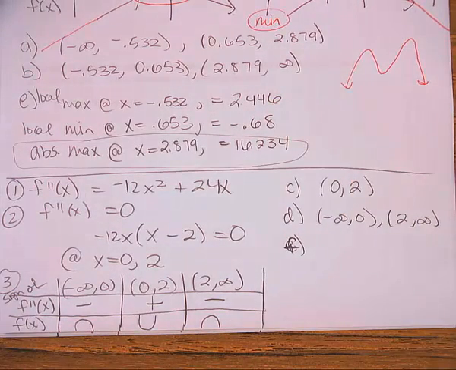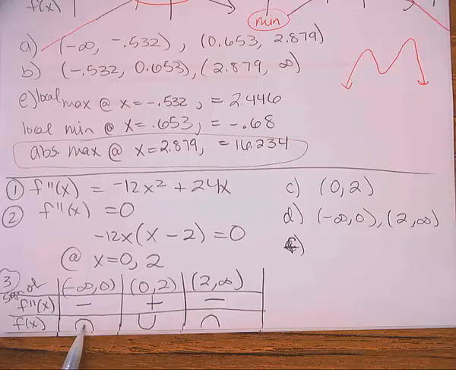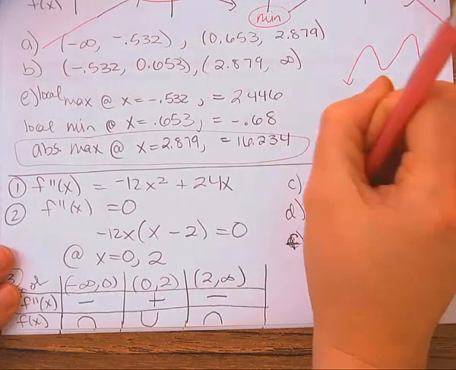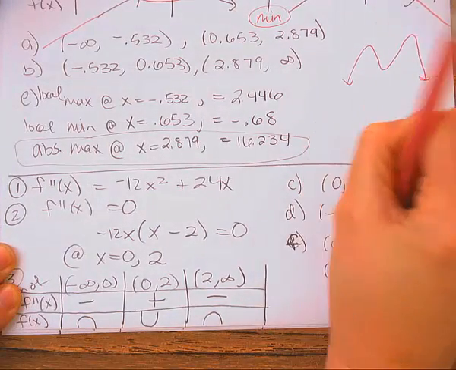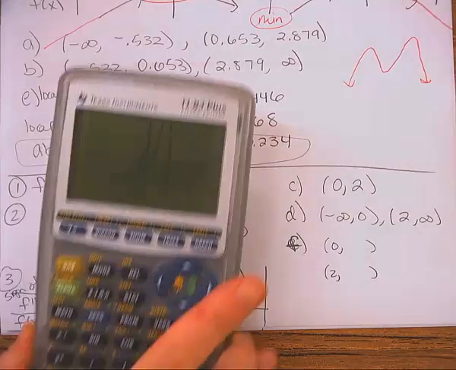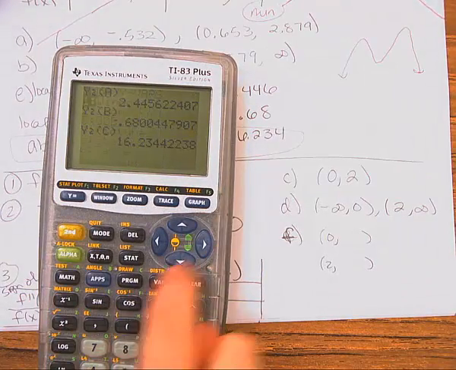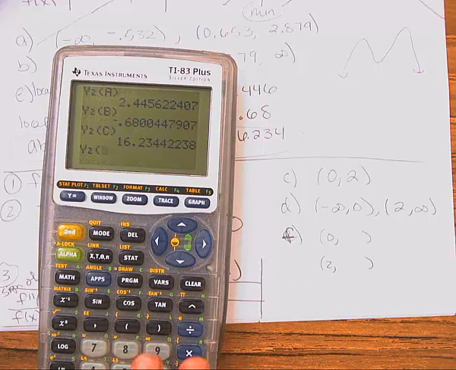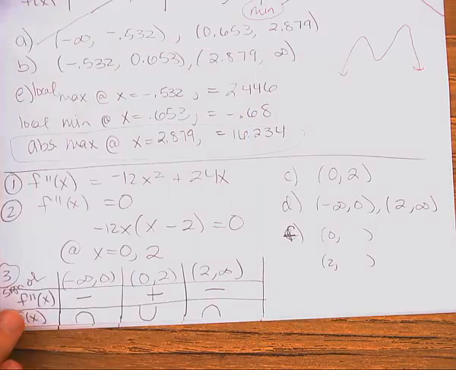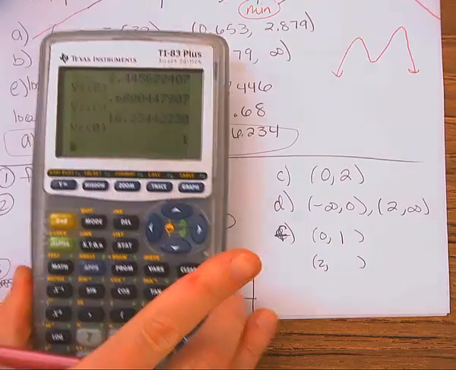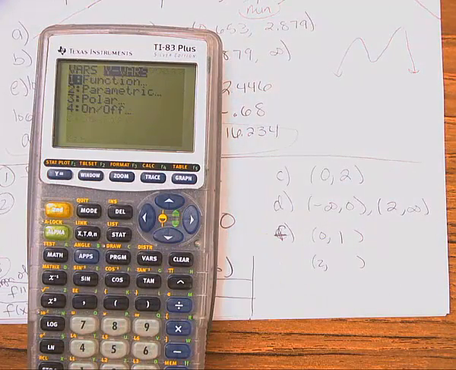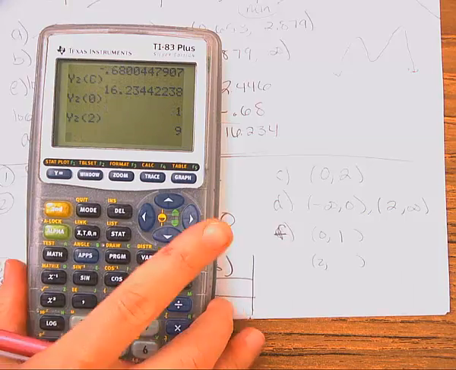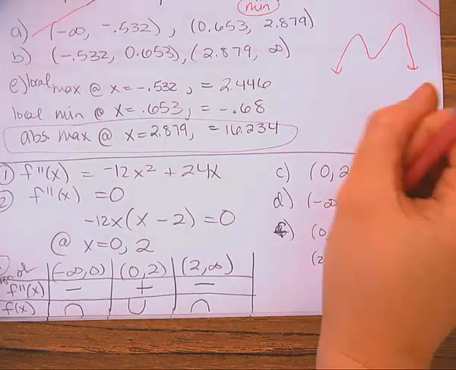And then, whoops, sorry, part F. Last but not least, I need to find my points of inflection. That's where the concavity changes. So that was when x is 0 and when x is 2. So I need to figure out what the y values are there. So I'm going to come back to my calculator and do y2 evaluated at 0 and then y2 evaluated at 2. So (0, 1) was one point of inflection, and then (2, 9) was my second point of inflection.